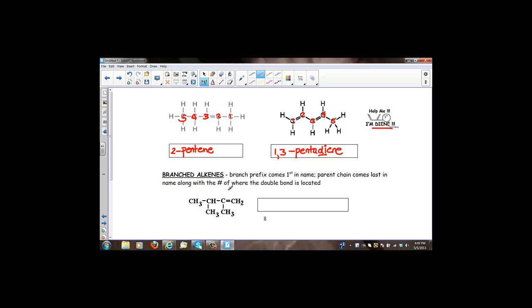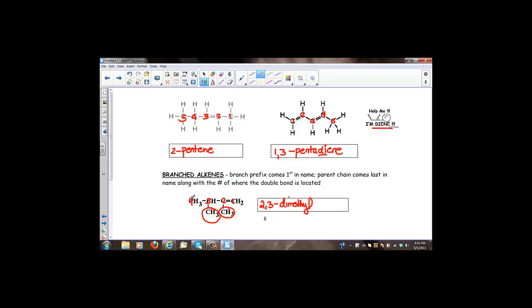Branched alkenes. We're going to do the same thing as we did with straight chain alkenes. The branch prefix comes first in the name. The parent chain comes last in the name, along with the number of where the double bond is located. So we're always going to name our branches first. So I have a double bond on the right, so I'm going to number this from right to left. 1, 2, 3, 4. I have methyl groups on the 2 and 3, so I'm going to name those first. 2, 3. There's 2 methyls, so it's going to be dimethyl.